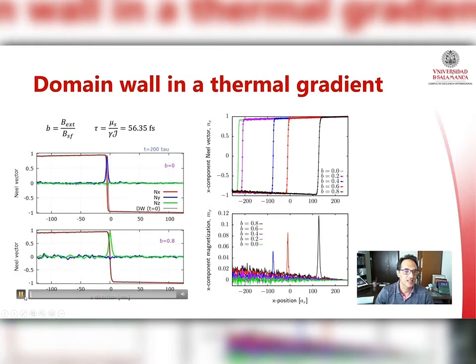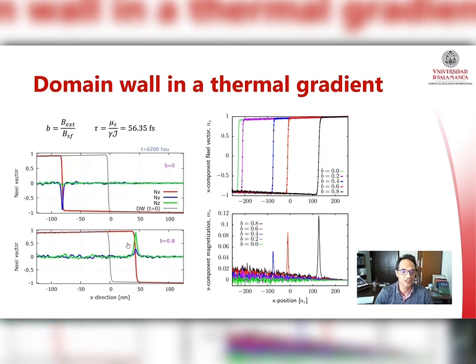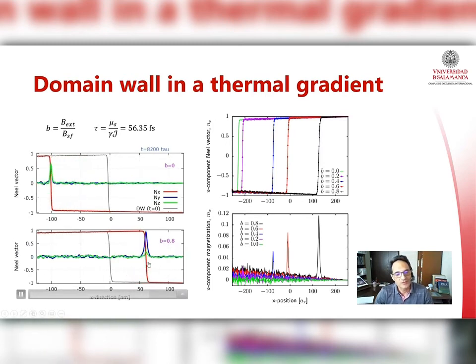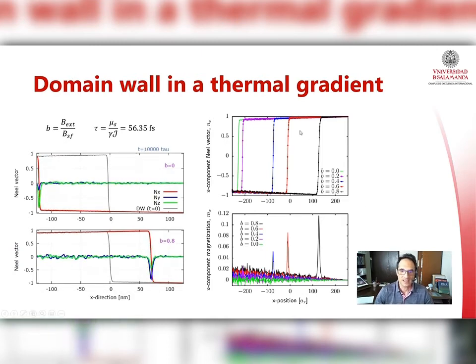So we can see that for 0 field, the domain wall moves to the left, that is to the hot region. For a large field, it moves to the right, that is to the cold region. And this is confirmed in this figure on the right, where we plot the Néel vector component along the z-axis for the same instant of time, for different applied fields.